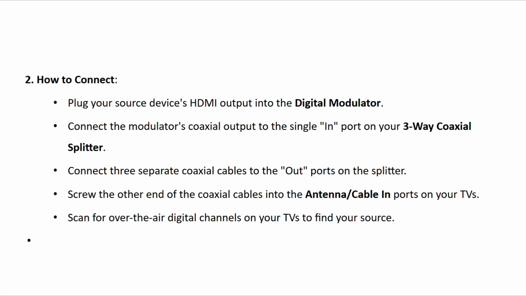Then connect three separate coaxial cables to the outputs on the splitter and screw the other end of the coaxial cables into the antenna/cable inputs on your TVs. Then scan for over-the-air digital channels on your TVs to find your source.